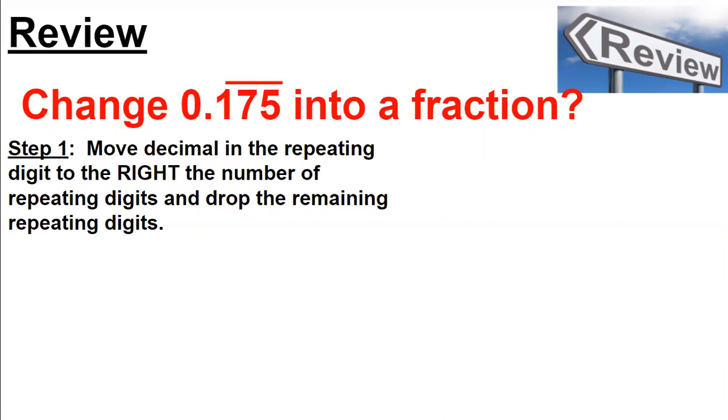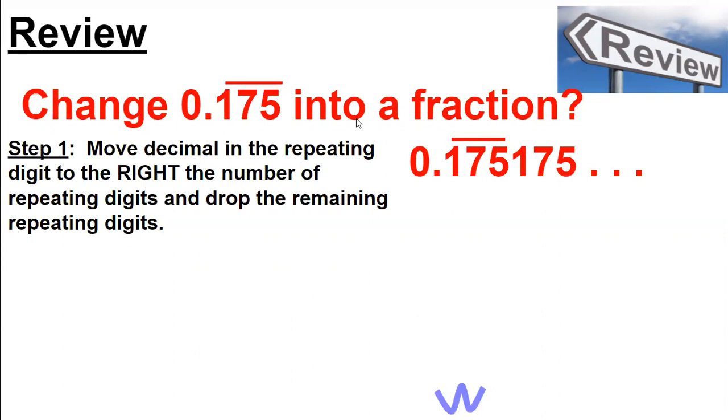how come that works. So step 1 using this method is to move the decimal and the repeating digit to the right, the number of repeating digits, and drop the remaining repeating digits. So I have 3 repeating digits. I'm going to move my decimal 3 places to the right. So there's 2 places. Here is my 3rd place. So my decimal is now going to go right here. So I did that.